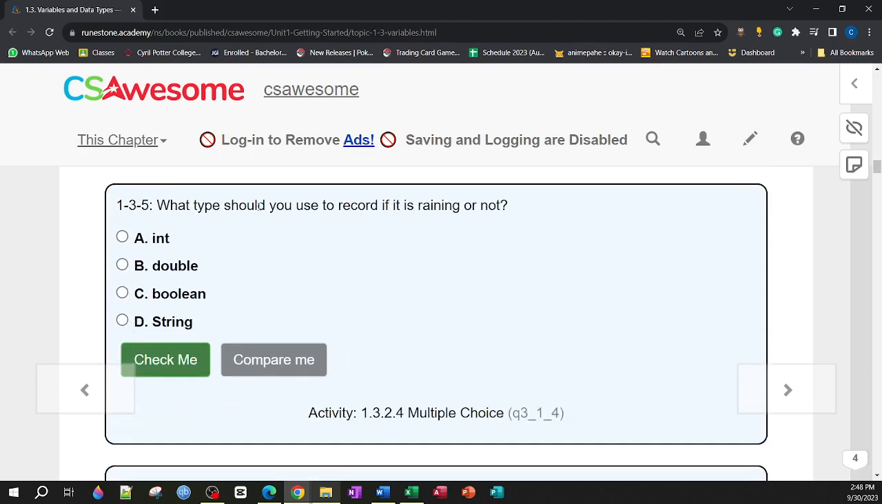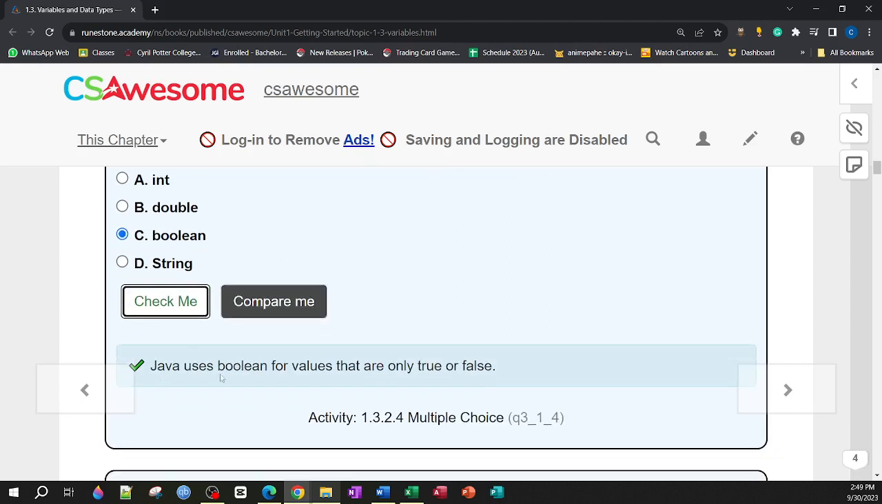Next. What type should you use to record if it is raining or not? Boolean. Same, same. Boolean, right? Because remember, we only have two answers. So once you have two answers, that is Boolean. So Java uses Boolean for values that are only true or false.